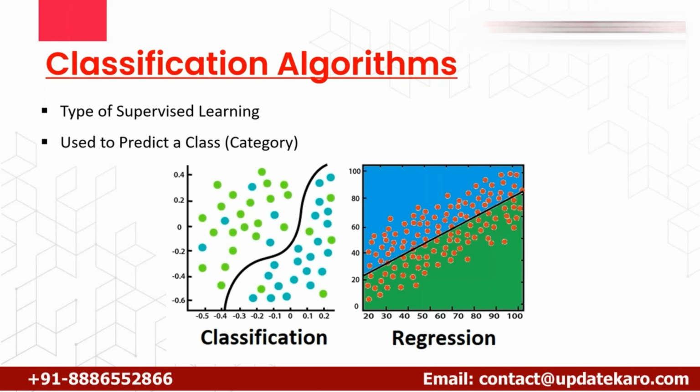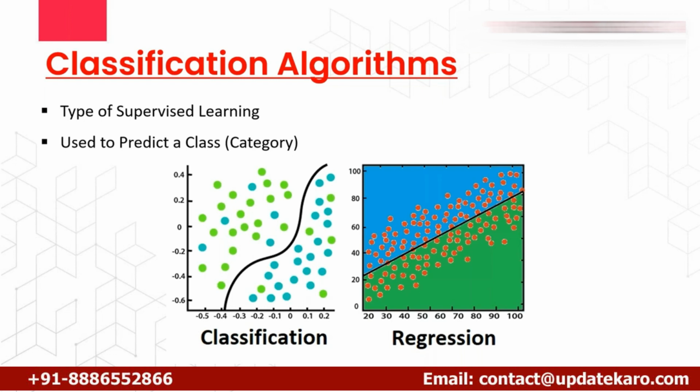So guys, for this particular session, we will be talking about the classification algorithm. As we know, there are three main types of machine learning. First one is supervised. In supervised learning, there are two different types of problems you can solve. And what are those problems? First one is regression, second one is classification.